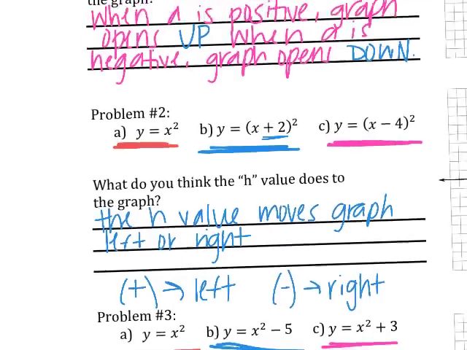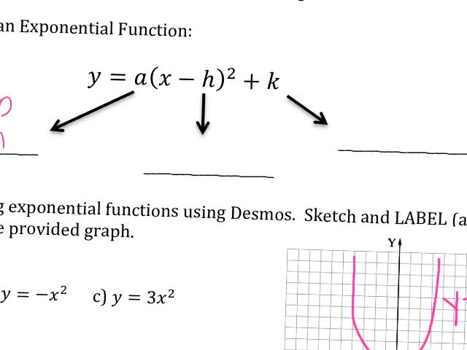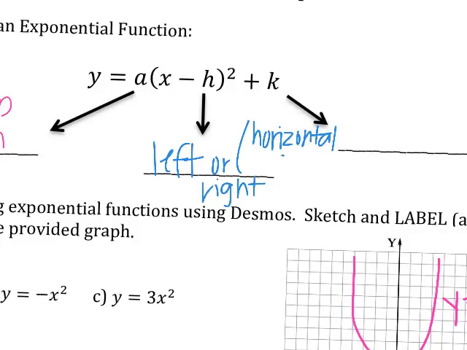All right, so I'm going to come up here and say that my H value moves the graph left or right. Or what's another word for that? What kind of shift? Starts with an H. Yeah, horizontal shift. Okay. So I want you just to know that word because sometimes in your homework or on a test it might say describe the shift. And yeah. All right, so horizontal shift.